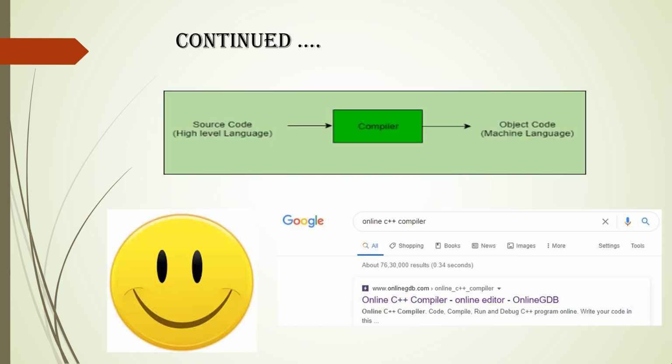See here, I have shown the demo also. Just open Google and type online C++ compiler, and the first result which you get is the GDB online compiler. You can open that and work on it. But the main drawback of using an online compiler is that you will not be able to save your source code. This upper picture clearly depicts what the compiler does, and that I have already explained.